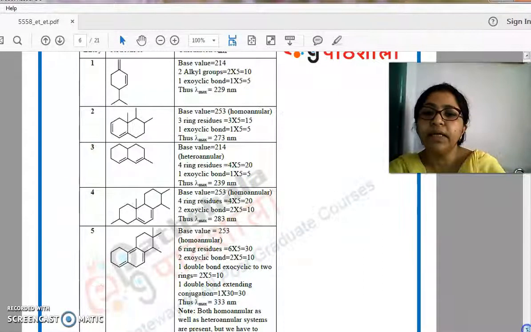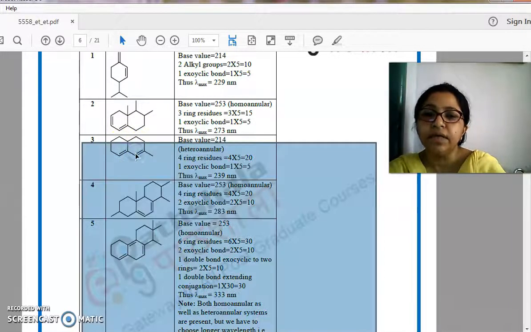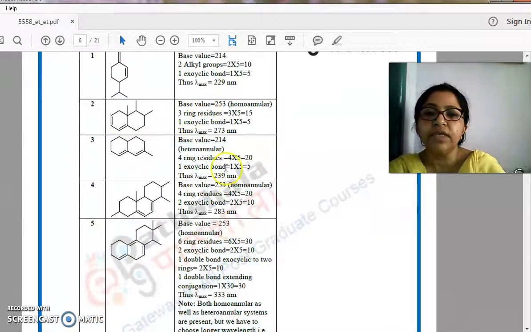The third example is a heteroannular diene conjugated system, so the base value is 214. Let us count the ring residues: 1, 2, 3 and 4. So 4 ring residues means 4 into 5 is 20. And here you see this is the double bond in the conjugated system, and it is exocyclic to this ring. So it is an exocyclic double bond and its contribution is 5. In total it is 239.